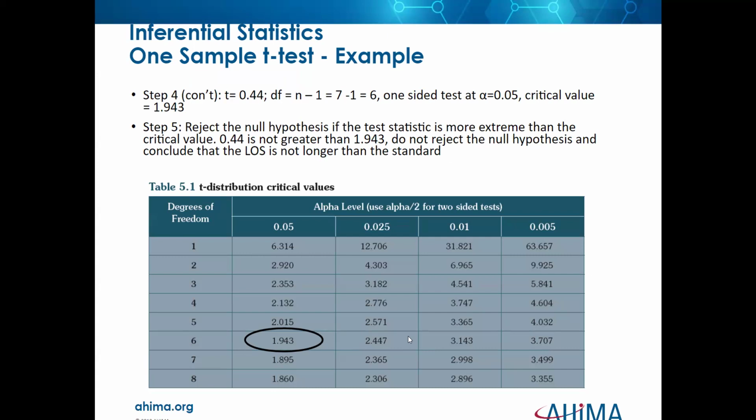So if the test statistic is more extreme than the critical value, in other words, if 0.044 is not greater than 1.93, we do not reject the null hypothesis and conclude that the length of stay is not longer than the standard.